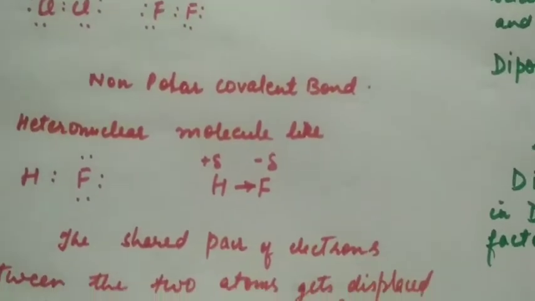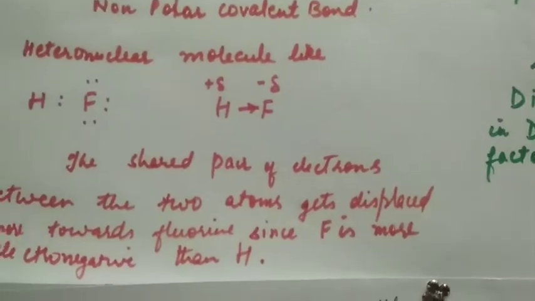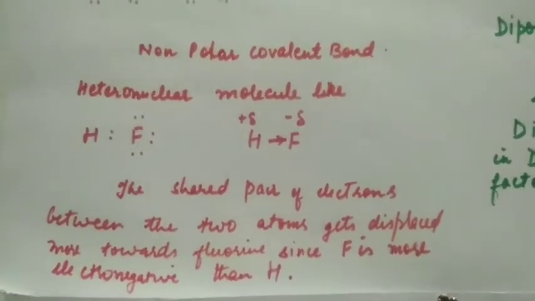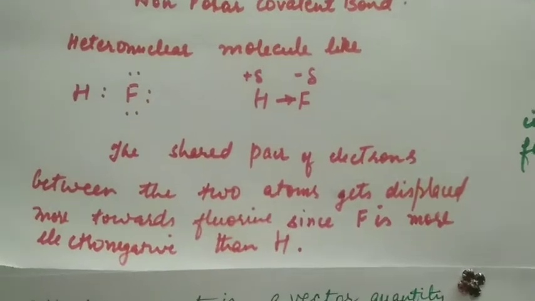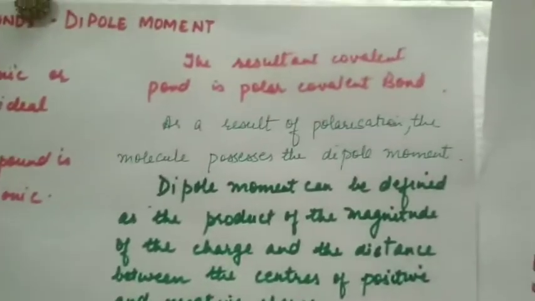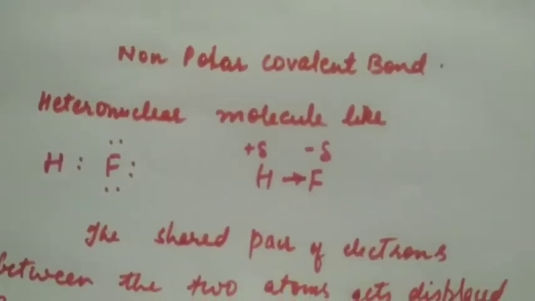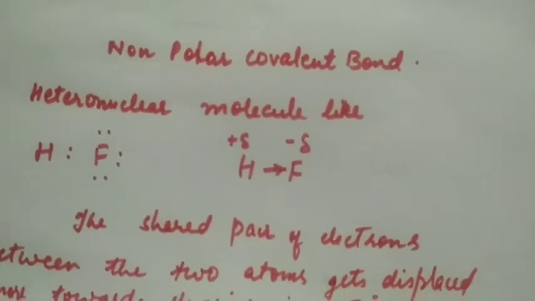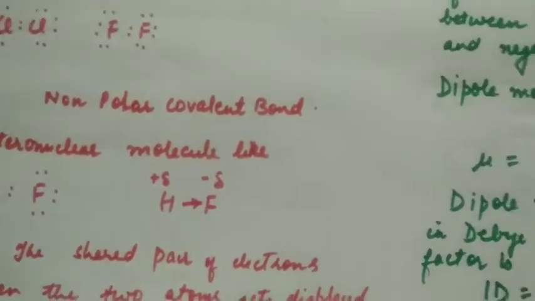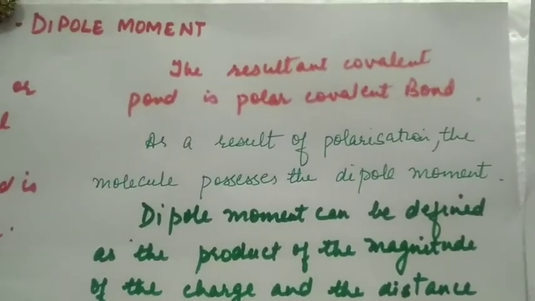In a heteroatomic molecule, the more electronegative atom attracts the shared pair of electrons towards itself, and so the shared pair of electrons between the two atoms gets displaced more towards the fluorine atom, since it is more electronegative than hydrogen. As a result, there is a partial negative charge on the fluorine atom and a partial positive charge on the hydrogen atom, that is, two poles have developed. So this kind of resultant covalent bond is called a polar covalent bond.